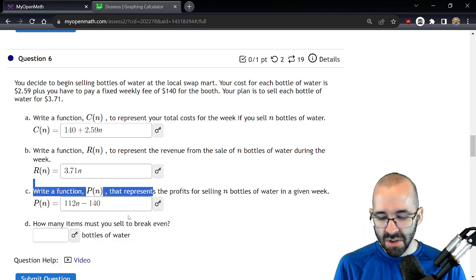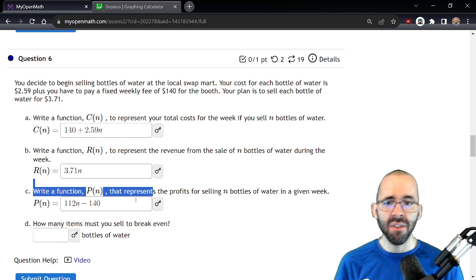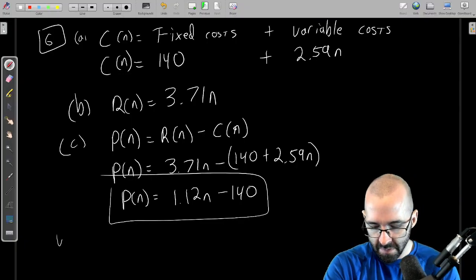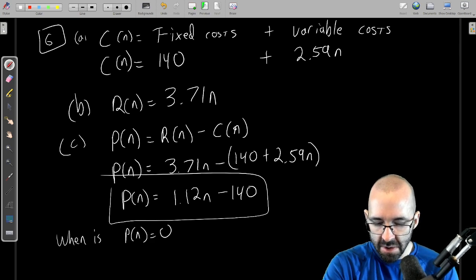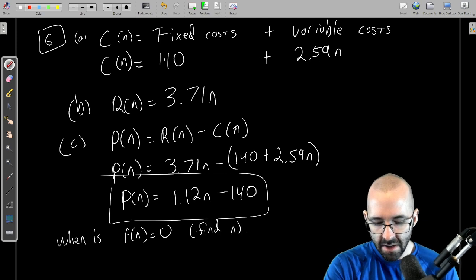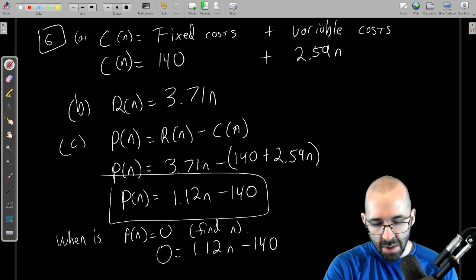How many items must you sell to break even? You could find when revenue is equal to cost. That's the break even point. Or since we already have the profit function, it's going to be easier to find when profit's 0. When is our profit function equal to 0? Again, that wants us to find N. So the profit function is $1.12 for every water bottle minus 140. When is that equal to 0?